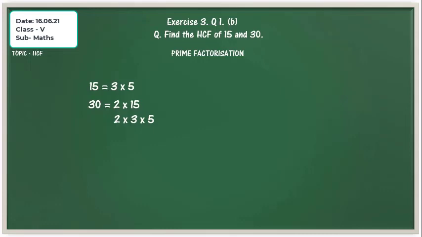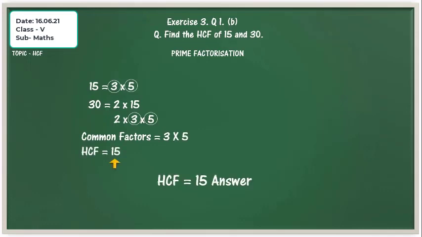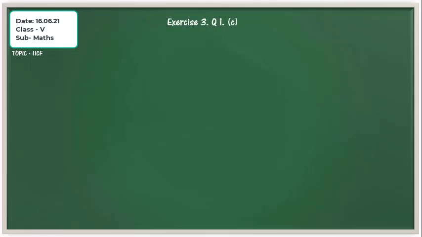Now we have to find the common factors between these. So the common factor between these two numbers are 3 and 5. So 3 multiplied by 5 is equal to 15, which is our HCF. Exercise number 3, question number 1, part C. Find the HCF of 24, 32 and 40. Let's use the same method.